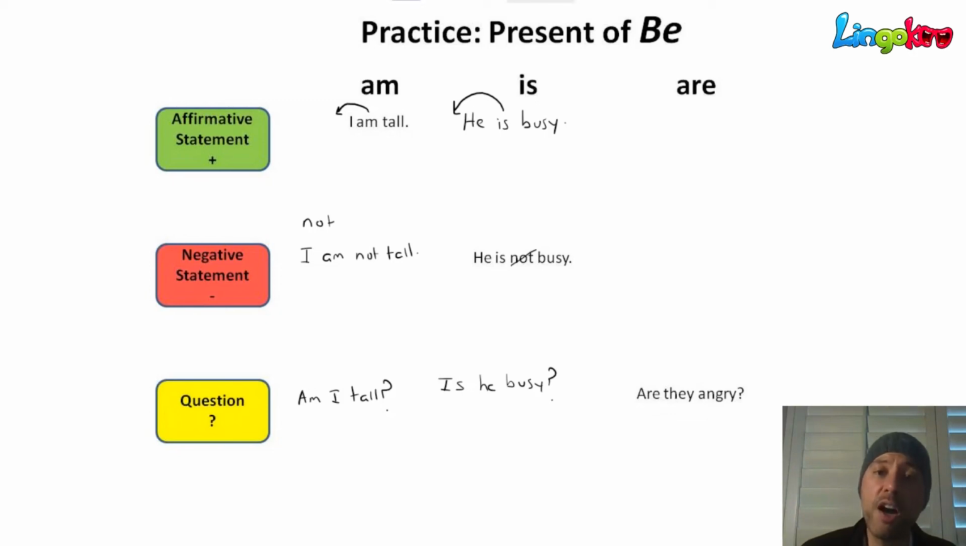Finally, for the are form of the present of be, here I have the question, are they angry? Well, I'm going to now make the affirmative, because for the affirmative, all I have to do is change these. I put this one here, and I put the they in the beginning, right? So here I'm going to write, they are angry. And then the negative, all I'm going to do is write not after the be verb. So I'm going to write, they are not angry.